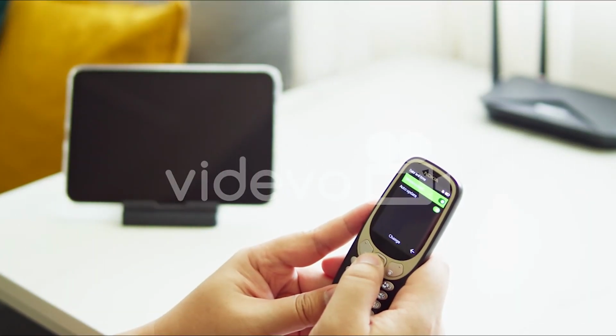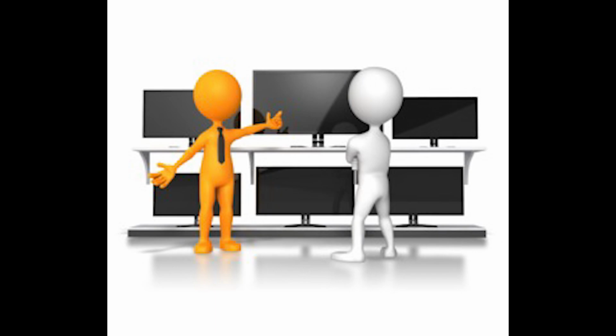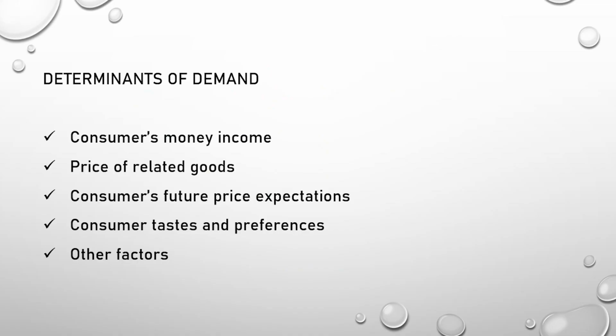Imagine the demand for a commodity changing without any change in its price. How will you explain this phenomena? This is called a change in demand as against the change in quantity demanded, and is caused by a change in the other determinants of demand other than the price of the good itself.